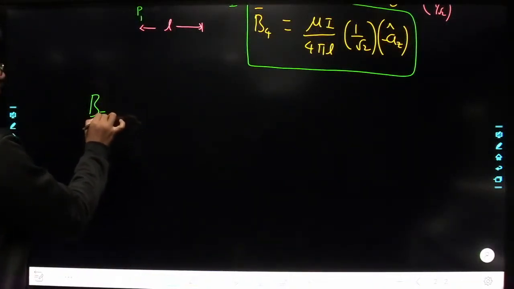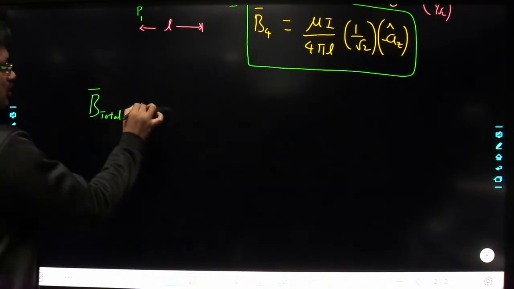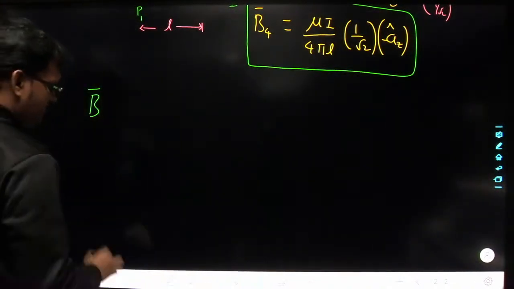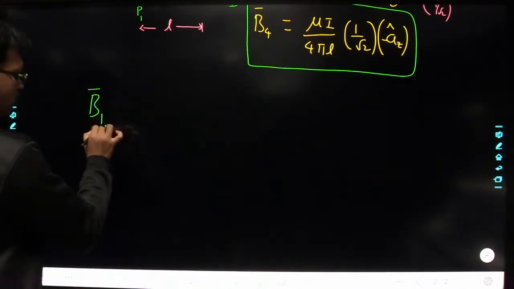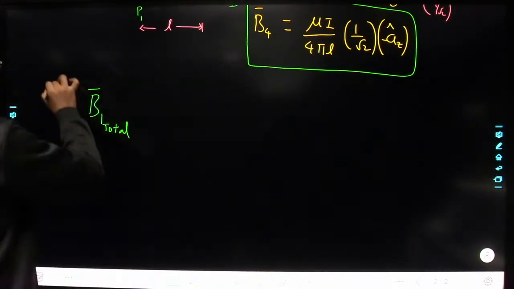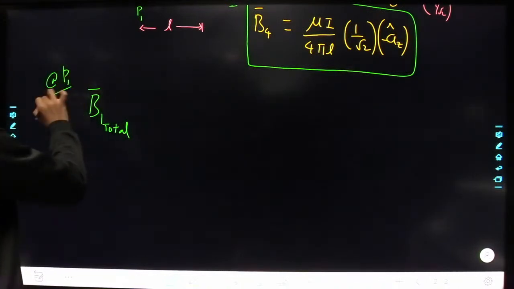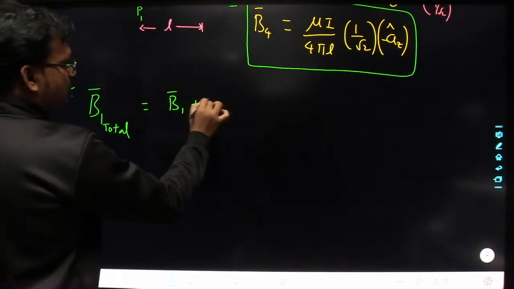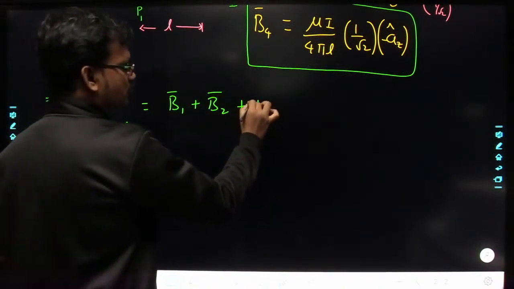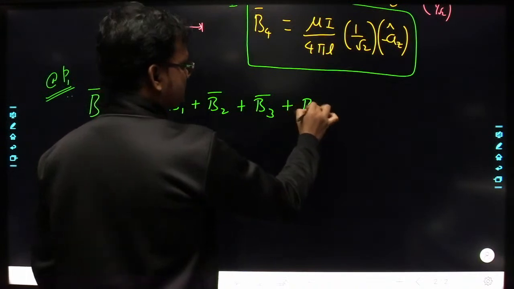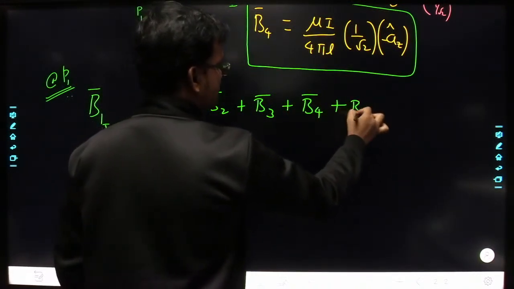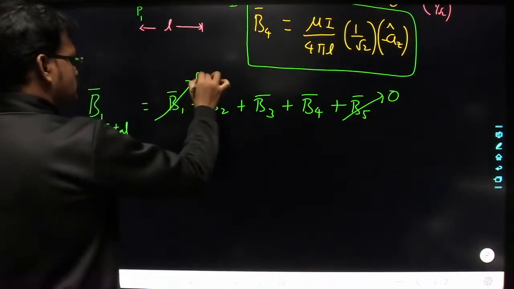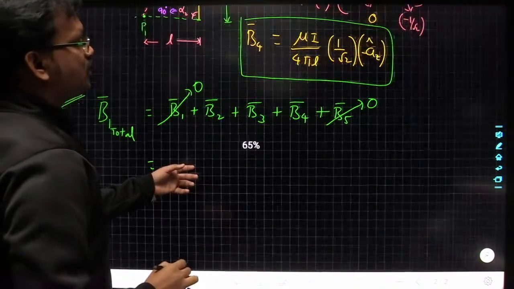So total B field, B total is equal to what? I am writing this as B1 total here. So this is at point P1. So B1 total is equal to B1 bar plus B2 bar plus B3 bar plus B4 bar plus B5 bar. So this B5 is 0 and B1 is also 0. So write down all the other expressions here.